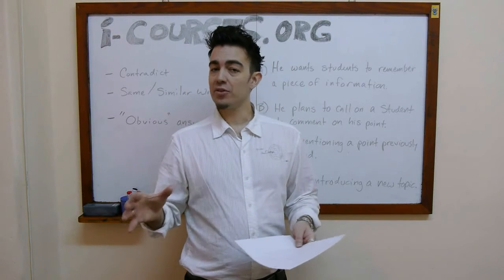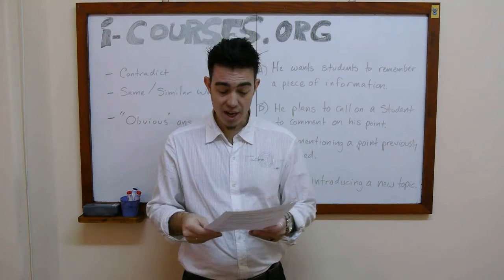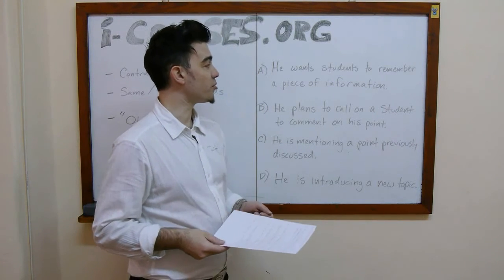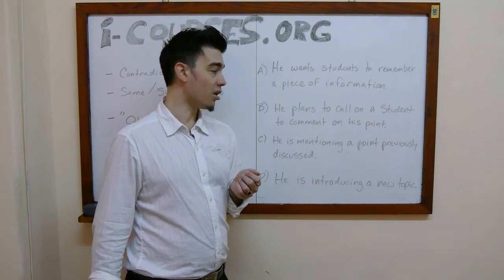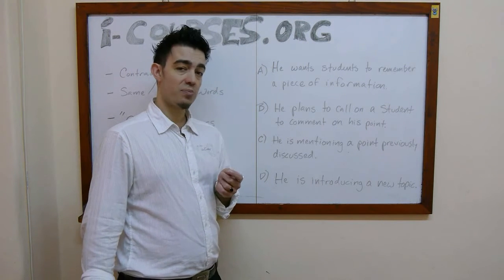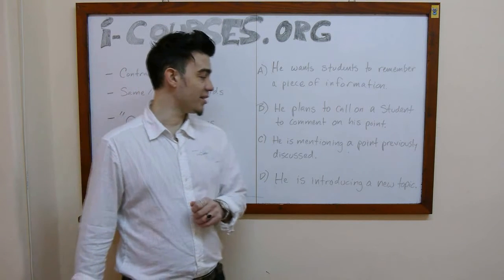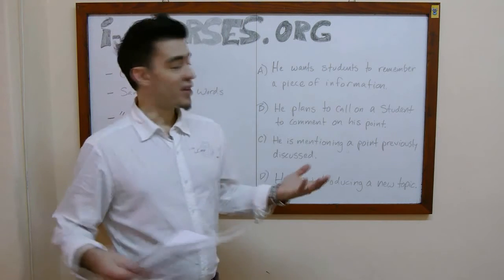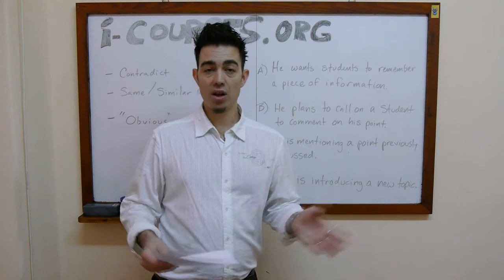Okay, the words they're focusing on there is "as you'll recall." Now, sometimes you might not understand which words they're focusing on, and that's why you have to go to the possible answers. A, he wants students to remember a piece of information. B, he plans to call on a student to comment on his point. C, he is mentioning a point previously discussed. And D, he is introducing a new topic. Okay, so from the answers, you can probably understand they're talking about the phrase, "as you'll recall."